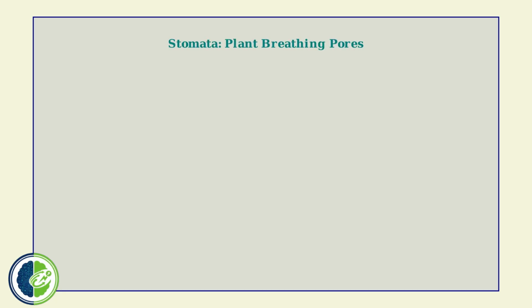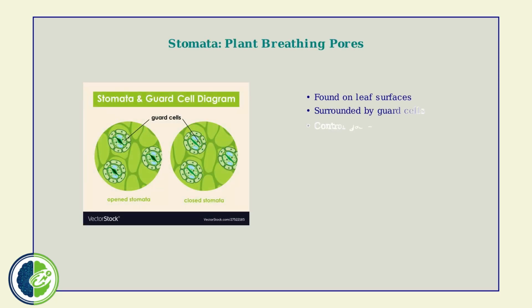Think about the mango trees in your compound or the cassava plants on your family farm. These plants need to breathe just like we do, but they don't have lungs. Instead, they use tiny pores called stomata. Let's see how this works.